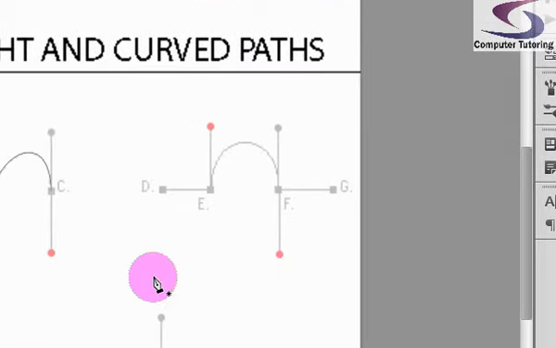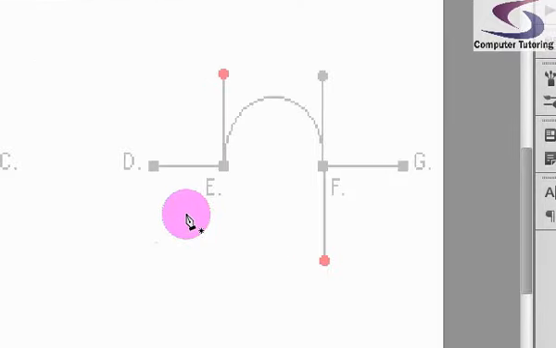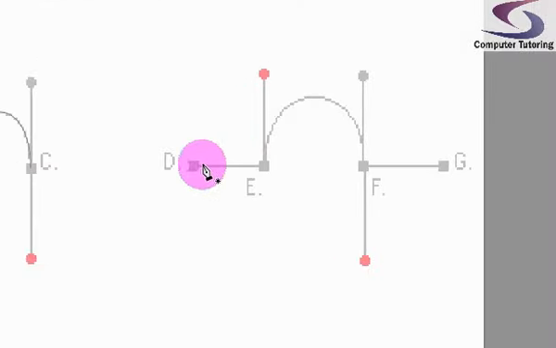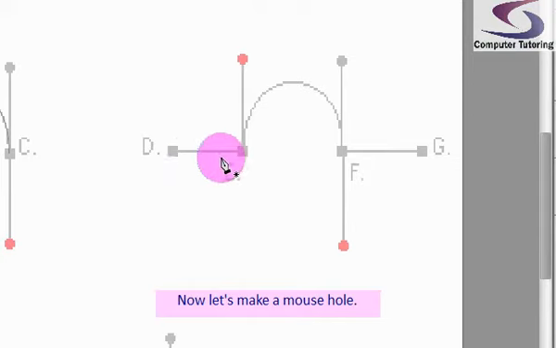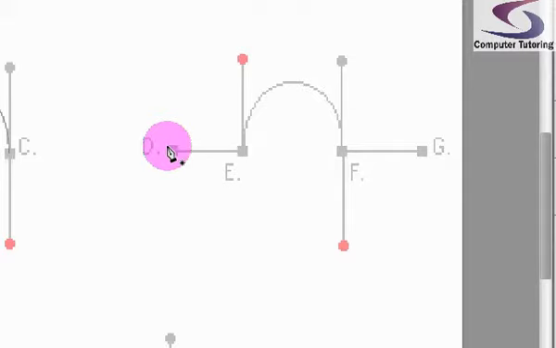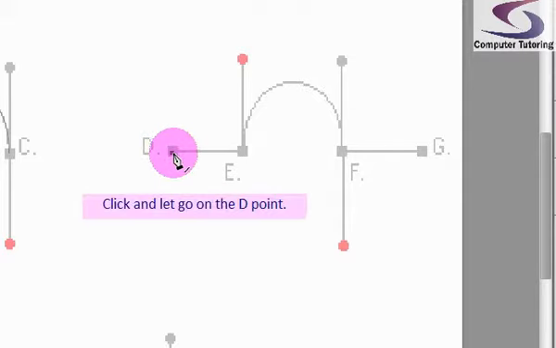Let's try it again with this one. There you go. Just going to zoom in a bit. This shape here is like a little mouse hole shape. You've got a straight line and then you've got a curve. So let's give this a go. Click once on the D. I'm going to hold the Shift key down on the keyboard and click on the E. What that does is it keeps that a straight line.